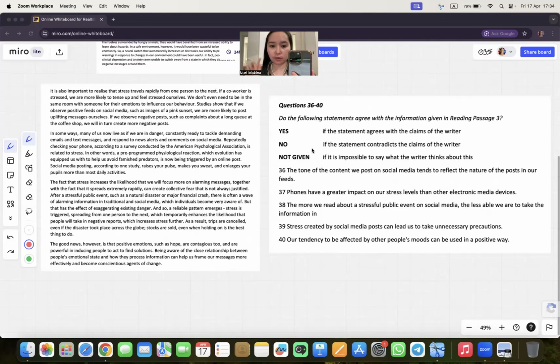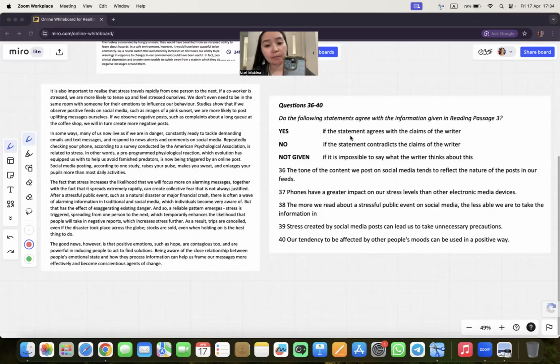And let's dive into the strategy. Of course, you see here the clue. The IELTS test is also giving you the clue, so please try to read it. Yes, if the statement agrees with the claim of the writer. No, if the statement contradicts, disagrees with the claims of the writer. Not given if it's impossible to say what the writer thinks about this.